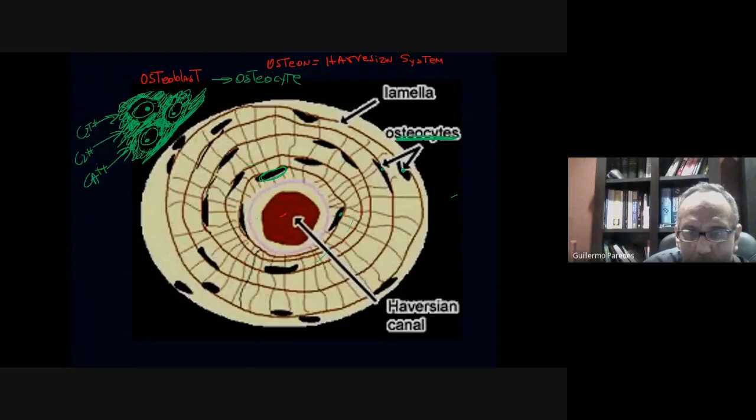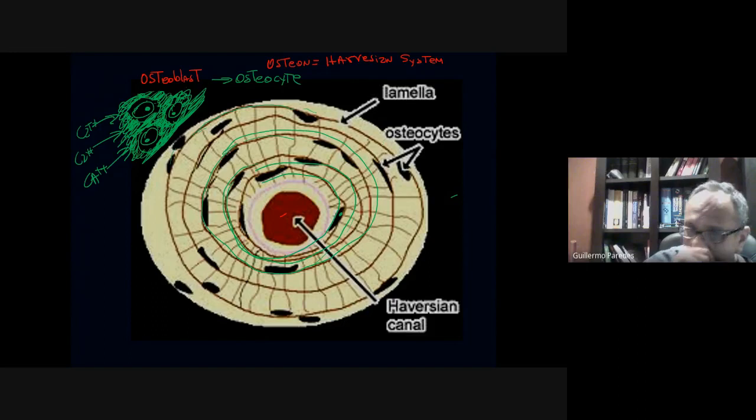So we are going to mention a few more things here. This area, another area here, and another circle here. These circles, these limits, each of them is going to be called a lamella. Can you see here? This circle is a lamella. Another circle, lamella. Lamella, lamella, lamella.